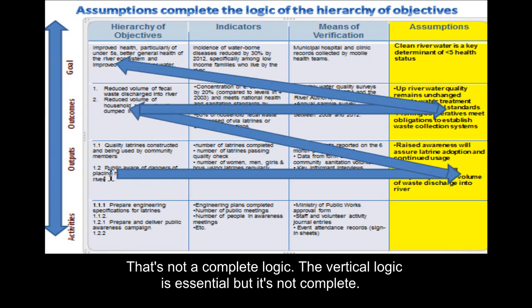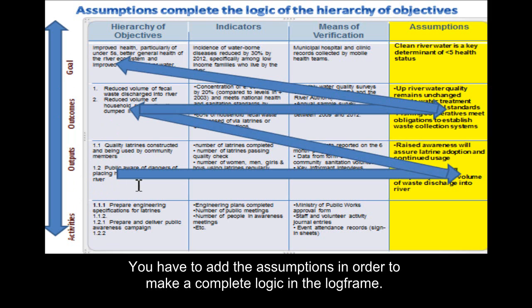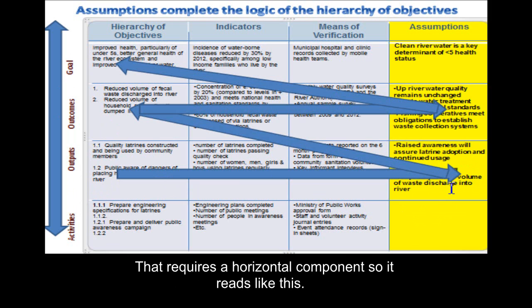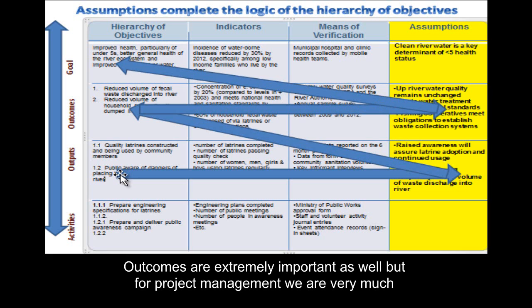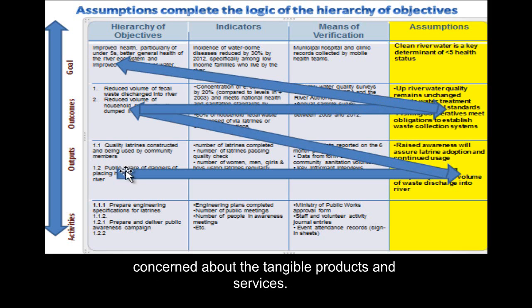Now that's not a complete logic. The vertical logic is essential, but it's not complete. You have to add the assumptions in order to make a complete logic in the log frame, and that requires a horizontal component. So it reads like this, and I'm starting at the output level because that's probably the most important level for having assumptions in project management. Outcomes are extremely important as well, but for project management, we're very much concerned about the tangible products and services that come out of it.